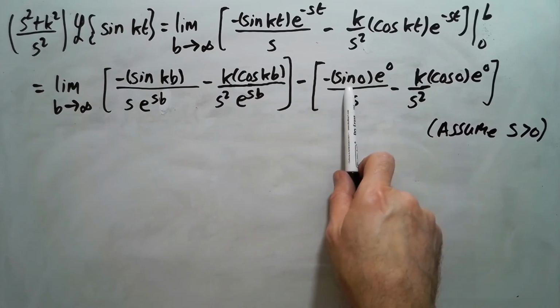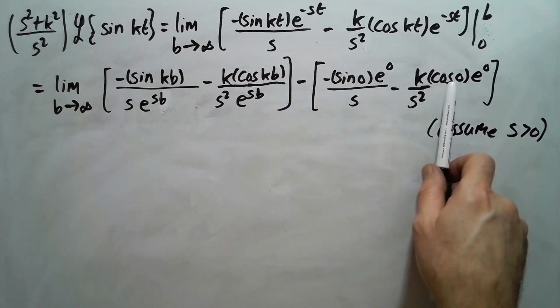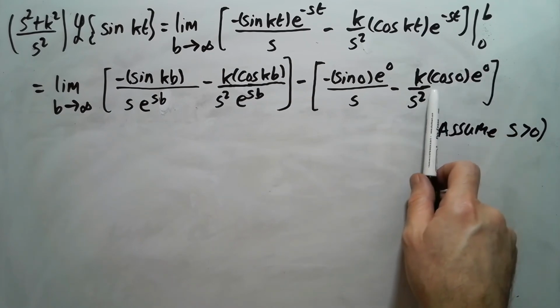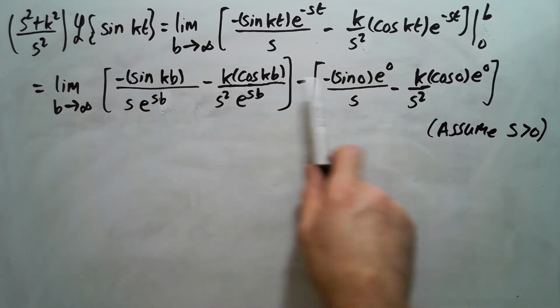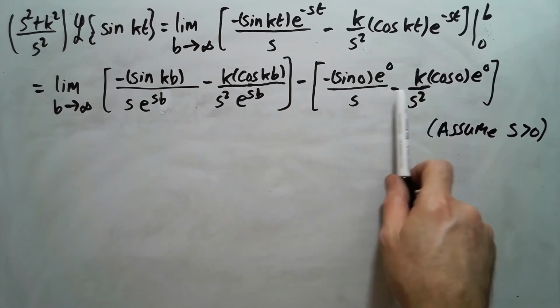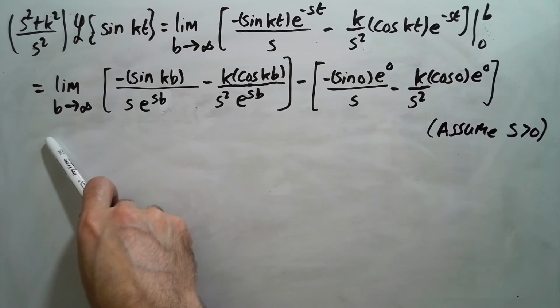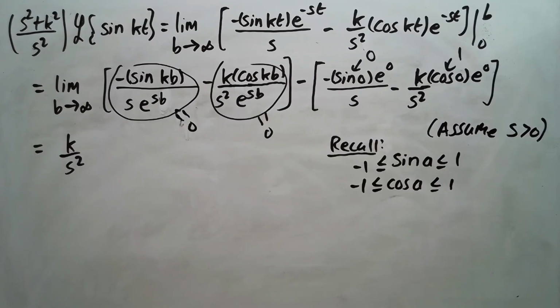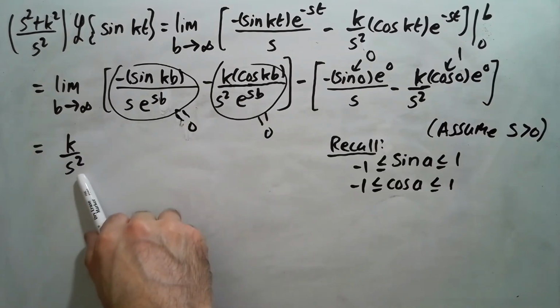And the sine of 0 is 0, so this will be 0. And the cosine of 0 is 1 here. So it looks like that's 0, that's 0, that's 0. That'll just be k over s squared, with two minus signs. So it looks like the whole thing will become k over s squared. Let's note that here. So the whole thing will just equal k over s squared.